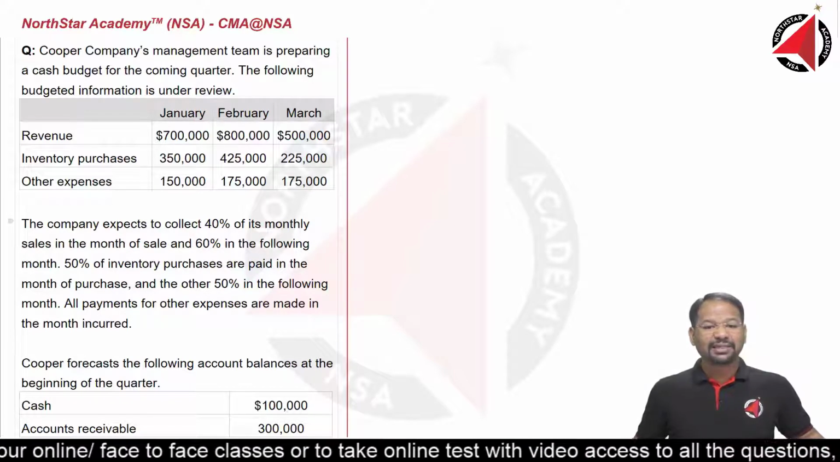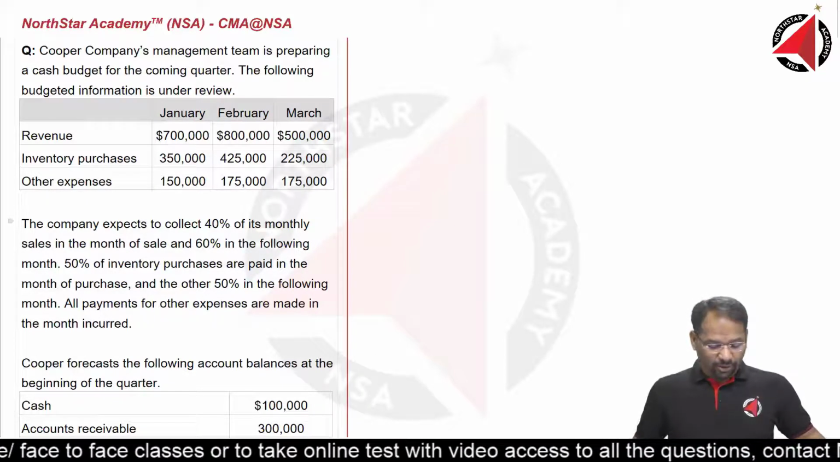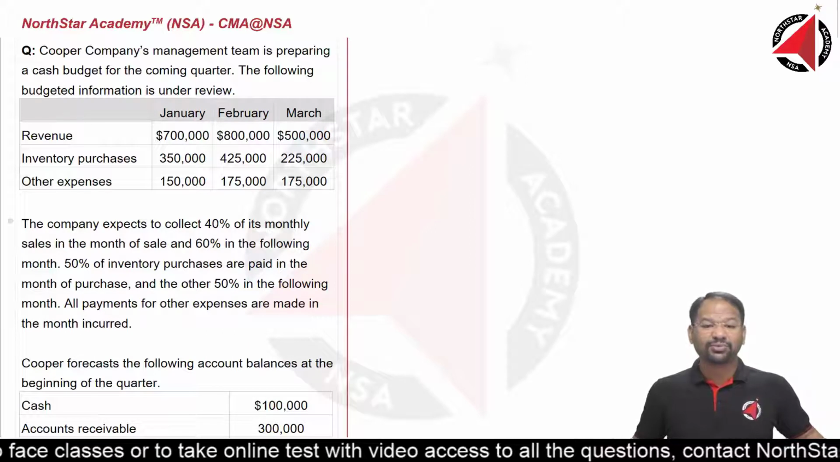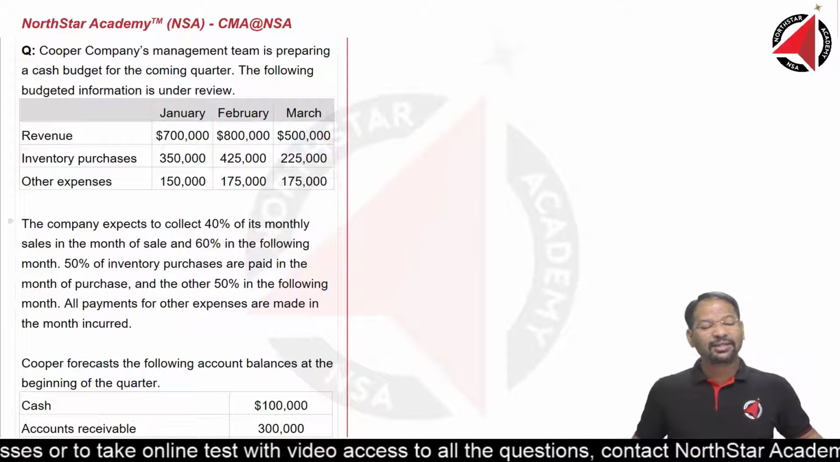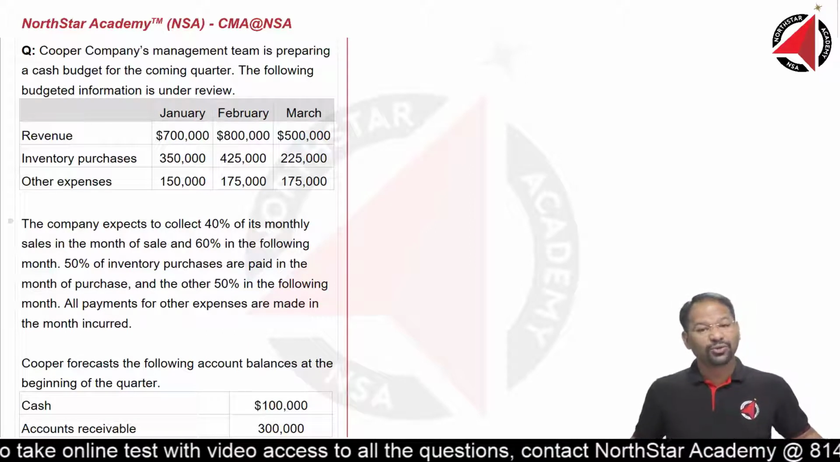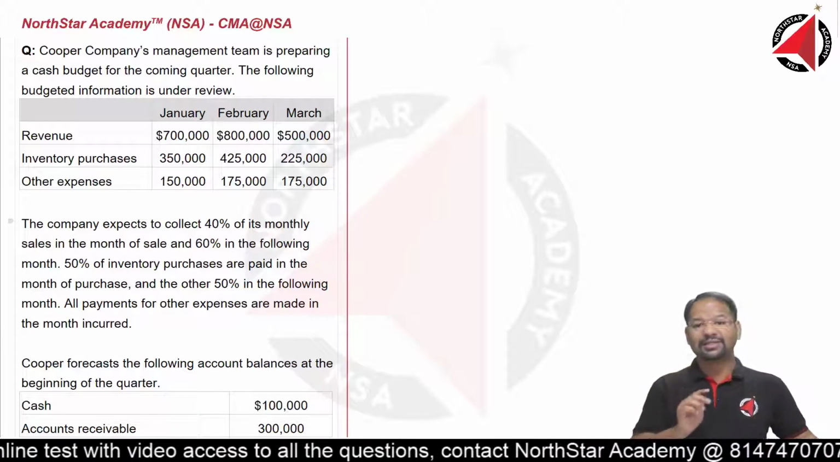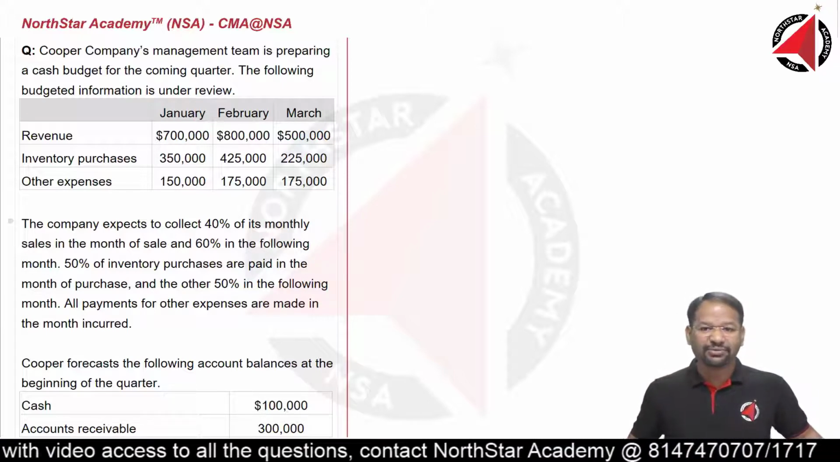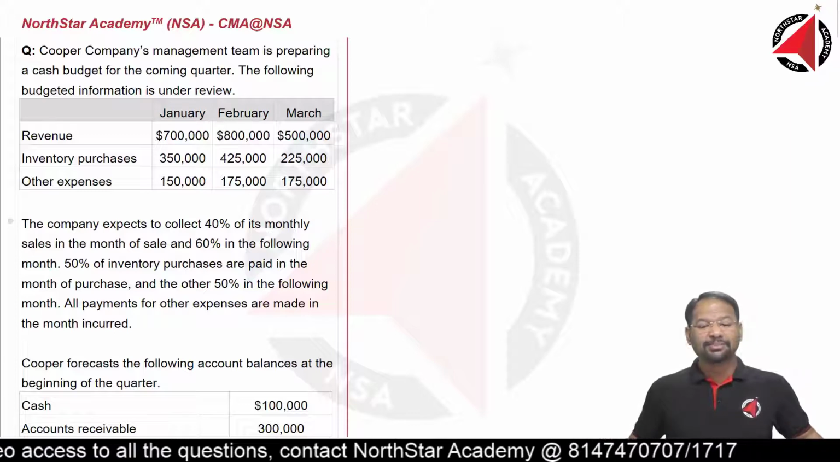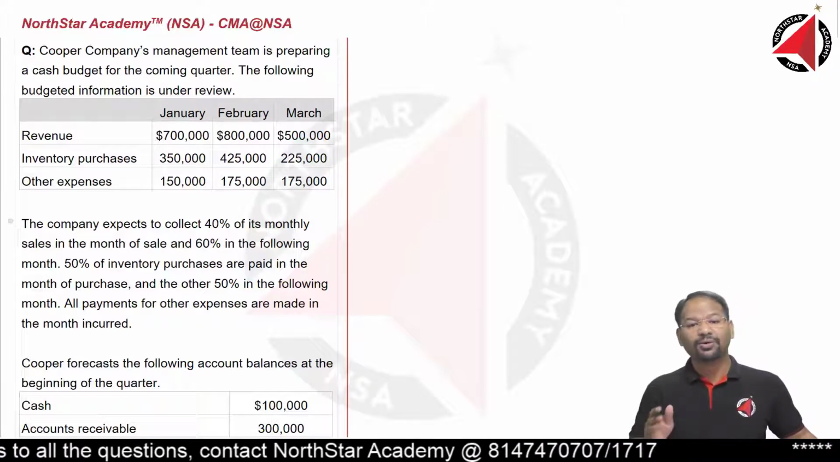The company expects to collect 40% of its monthly sales in the month of sale and 60% in the following month. Means whatever is sold in January, 40% of that sales will be collected in the month of January and the remaining 60% shall be collected in the month of February.